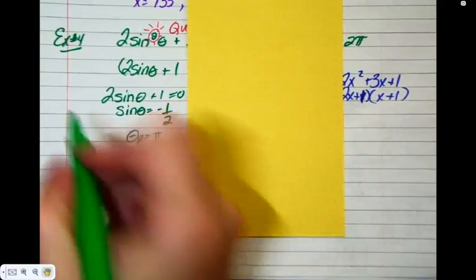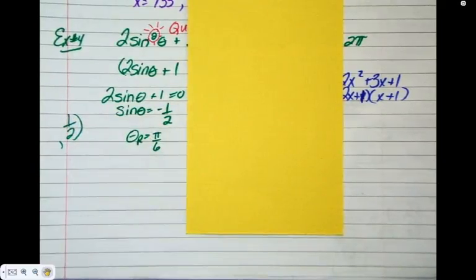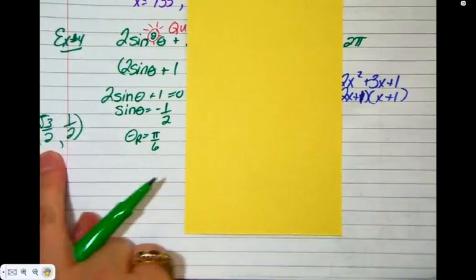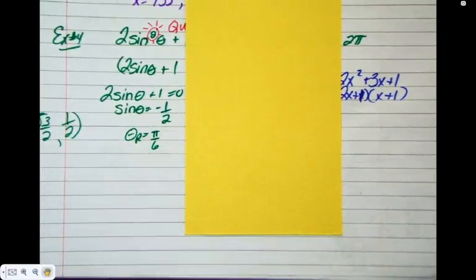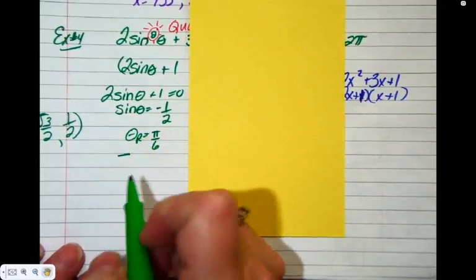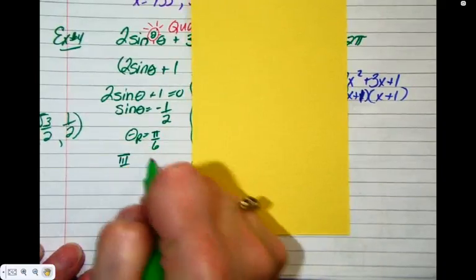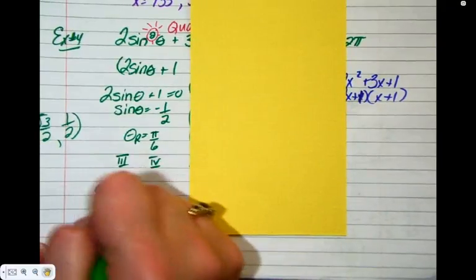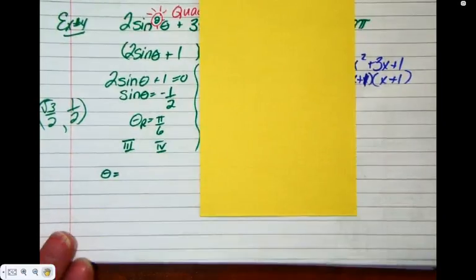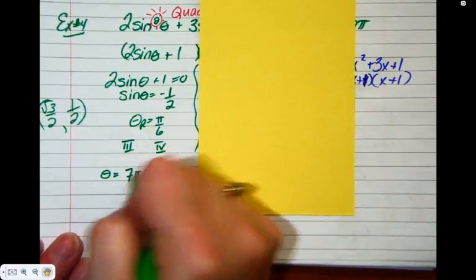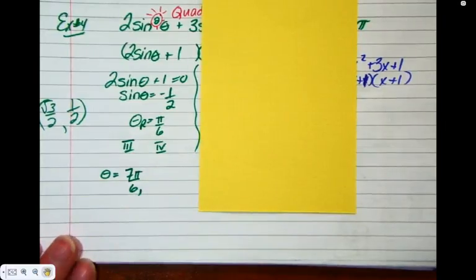Okay, I heard pi on 3 and I heard pi on 6. So in your head, you're picturing the second coordinate being 1/2. That means the first one is root 3 on 2. Root 3 on 2 links to pi on 6. Quadrants. Sine negative. I heard 3 and 4 confirm. The pi on 6 family in quadrant 3. Seven pi on 6. And the pi on 6 family in quadrant 4.